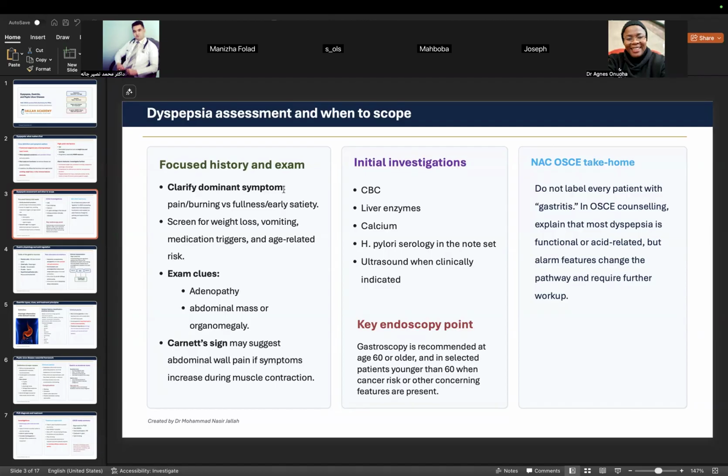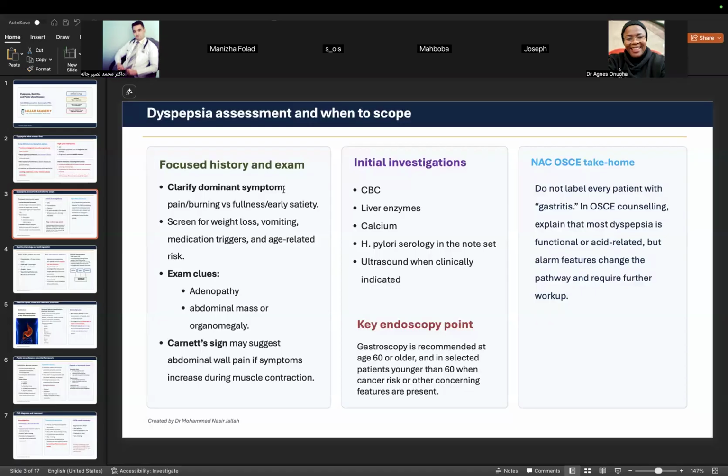Do not label every patient with gastritis. In OSCE counseling, explain that most dyspepsia is functional. This is something when you are summarizing or when you are giving your feedback for the examiner, this is how you go about it, okay? So we do not label every patient with gastritis because in most cases it could be functional or acid-related, but alarming features change the pathway and require further workup.